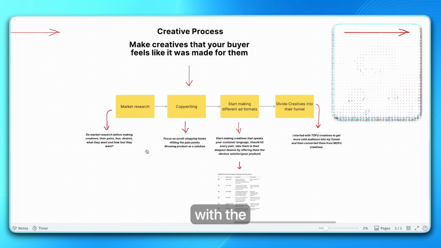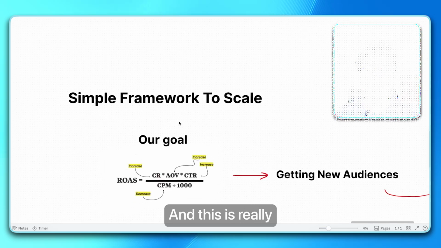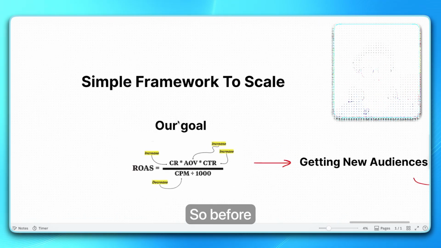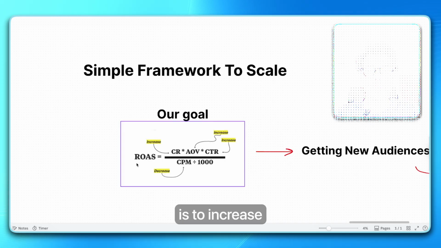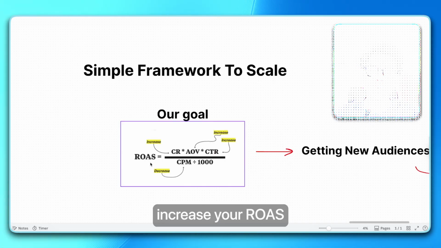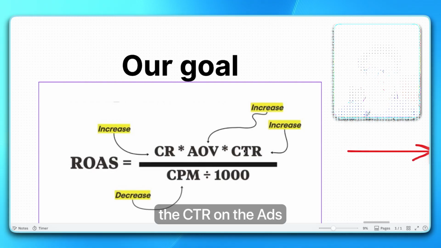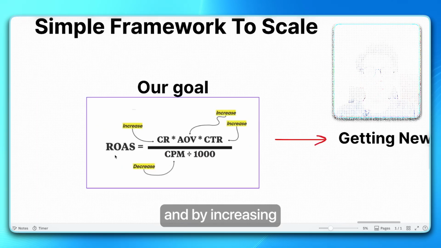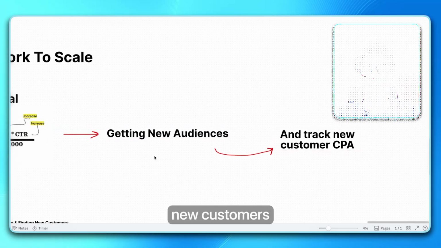Now once we are done with the creative process, let's focus on this simple framework to scale, and this is really, really important to understand, right? Before diving into other things, let's focus on what our goal is. Our goal is to increase your ROAS, and we can increase your ROAS by increasing the conversion rate, increasing the average order value, increasing the CTR on the ads, and decreasing the CPM. Increasing our ROAS means we have to get new audiences and track new customer CPA, right?